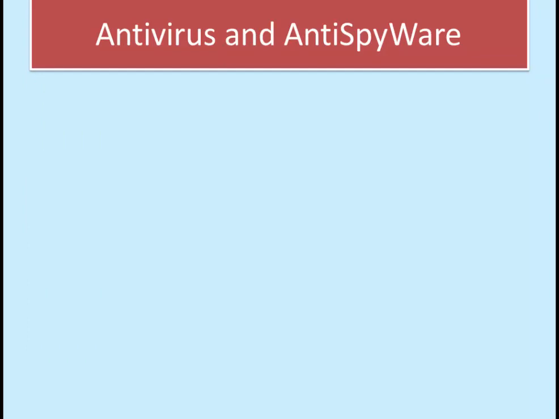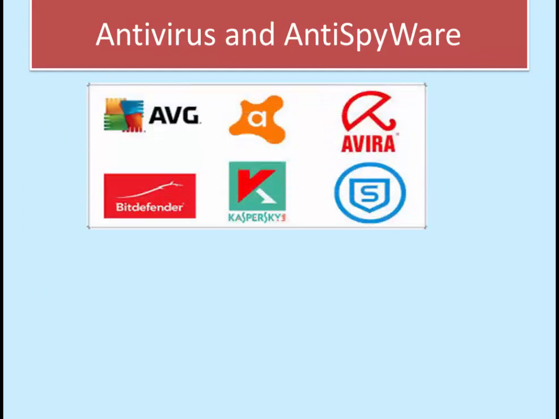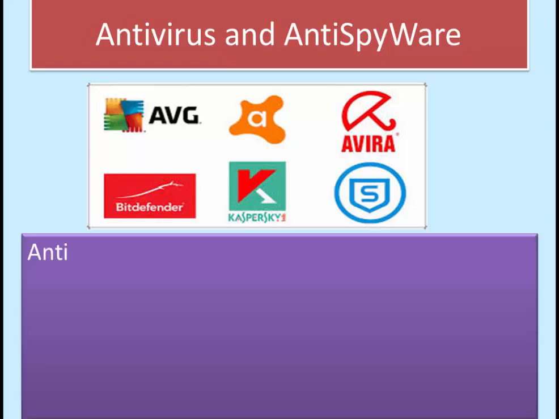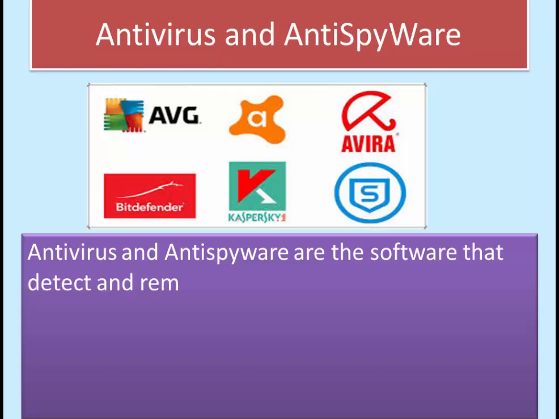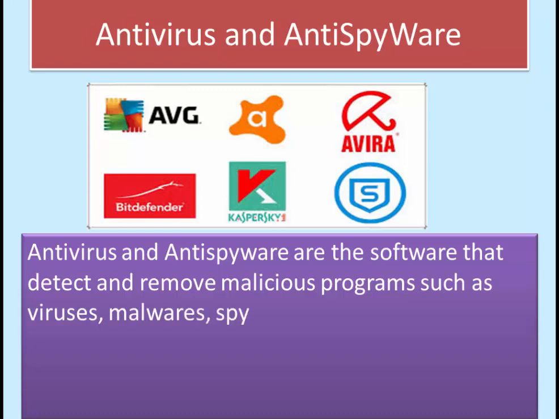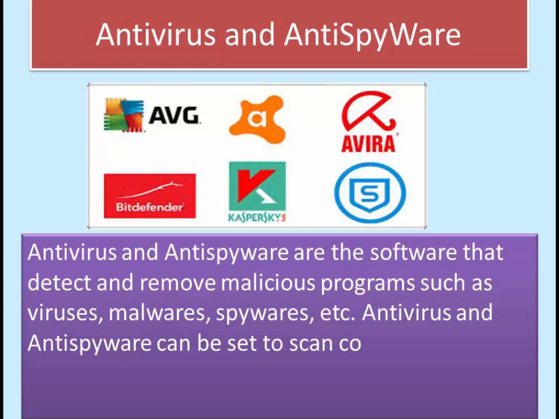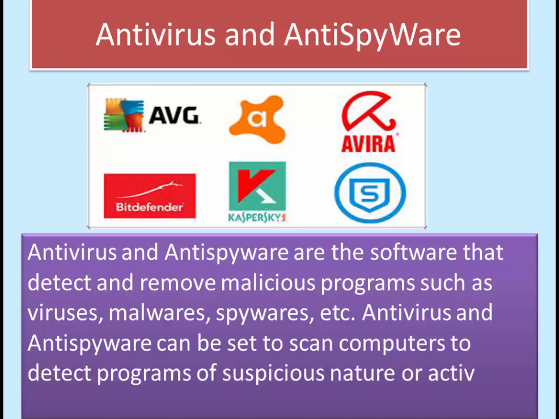Next, antivirus and anti-spyware. These are the logos of different antiviruses: AVG, Avast, Avira, Kaspersky. Antivirus and anti-spyware are software that detect and remove malicious programs such as viruses, malware, and spyware. Antivirus and anti-spyware can be set to scan computers to detect programs of suspicious nature or activity.